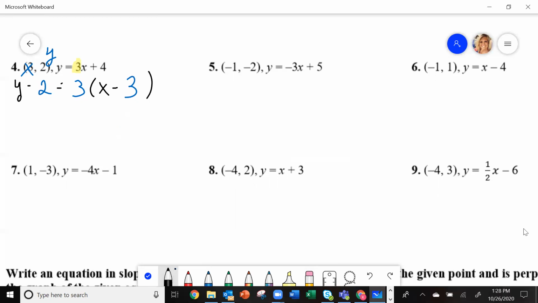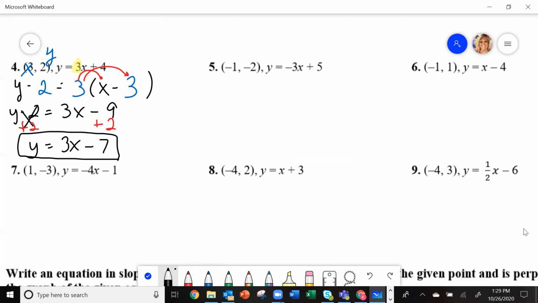Now, are there any minus and negatives? No. So I just have y minus 2 equals. You'll do the distributive property and get 3x minus 9. Now you're going to add 2 to each side. These cancel and I get y equals 3x minus 7. This is what you should have gotten for the answer. Number 5: y minus y1. Again, this is point-slope form.